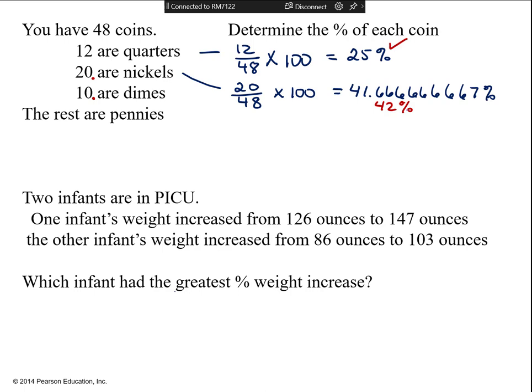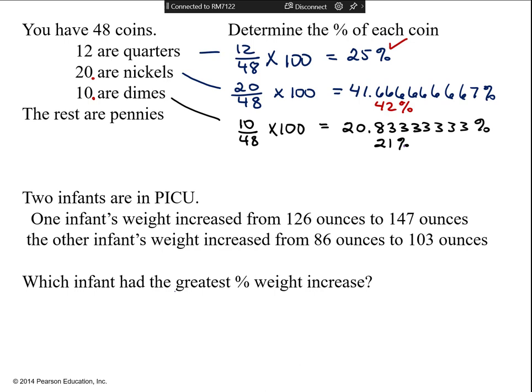10 are dimes. So how do I figure that out? I take 10 divided by 48, just like the previous one. Multiply that answer times 100. And in that one, I would get 20.83333333%. What would you round this to? 21. Okay, 2 significant figures in my measured numbers, so I want 2 significant figures in my percent. So this would be 21%.